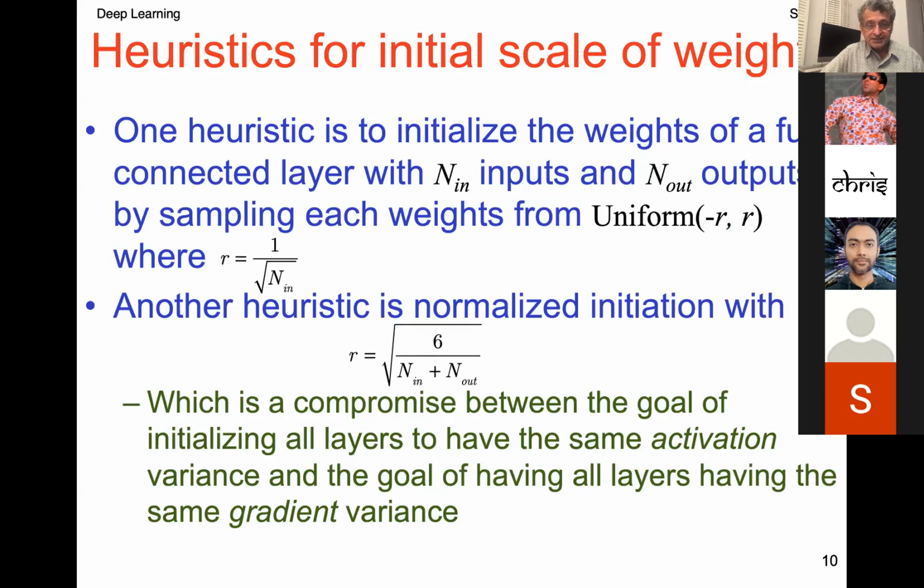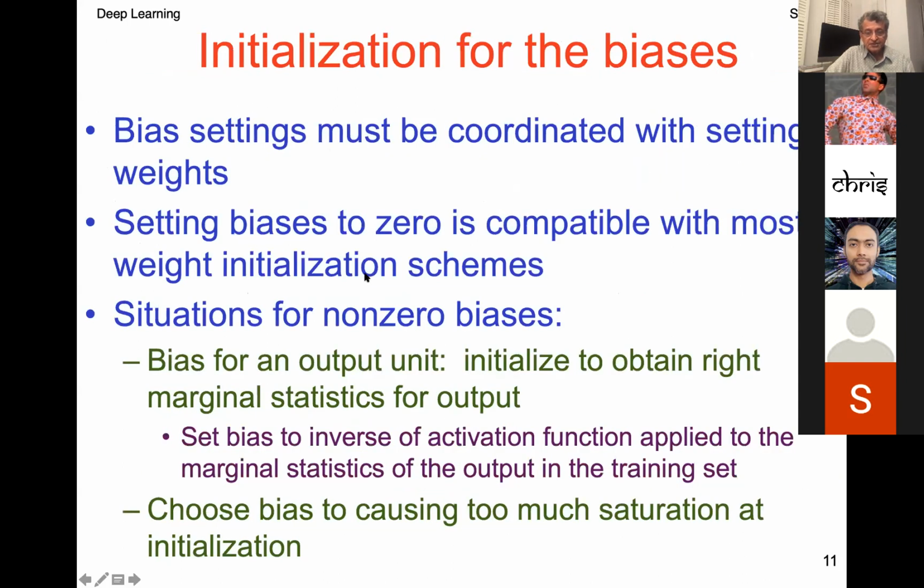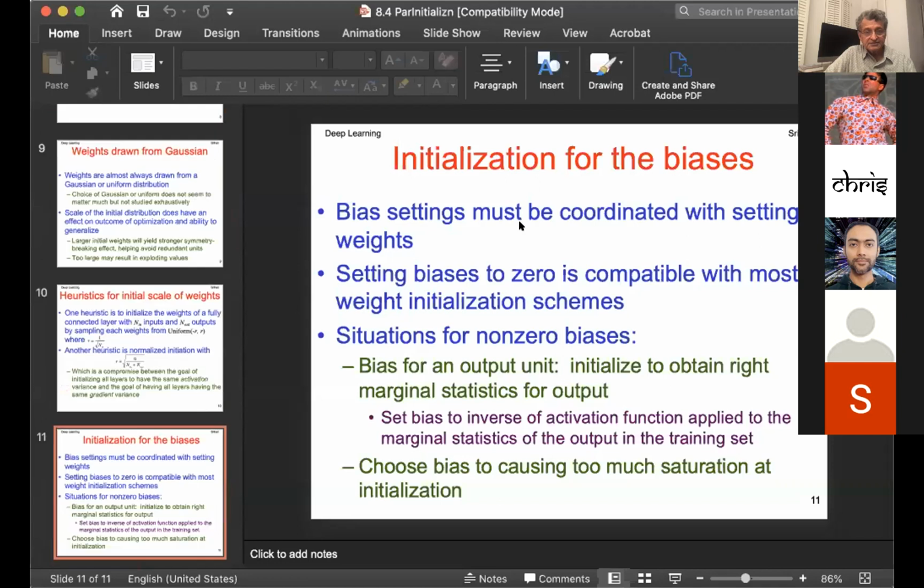Heuristics for the initial scale of weights. One heuristic is to initialize the weights of a fully connected layer with m inputs and n outputs by sampling each weight from a uniform distribution. So this is a heuristic for the initial scale of the weights. Then there is initialization for the biases. Anyway, that is something to look at. The main takeaway there is that they are coming from some Gaussian, and those library functions, that's what they do for you.